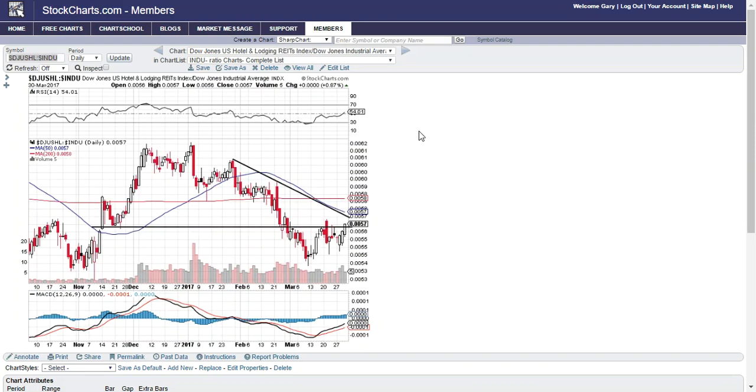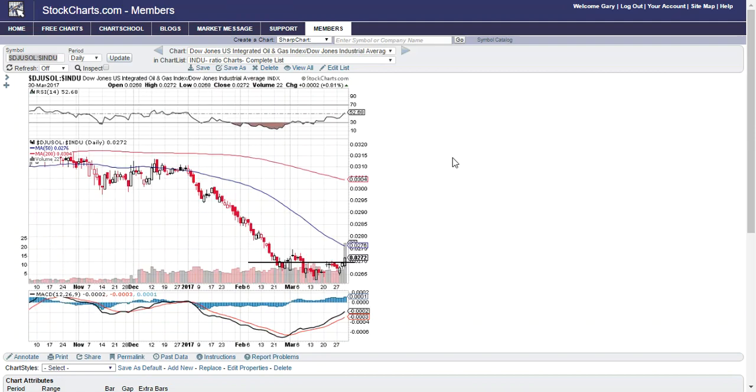Hotels and lodging, your REITs index, hasn't even gotten to trend resistance yet. So this is something we might see a bid in tomorrow into resistance to end the quarter out. So Priceline and stuff might catch a bid tomorrow. Your integrated oil index had very strong volume today, and we did manage to break out of prior resistance from earlier this month and catch a nice little bid there, but we still haven't broken out of this range yet.